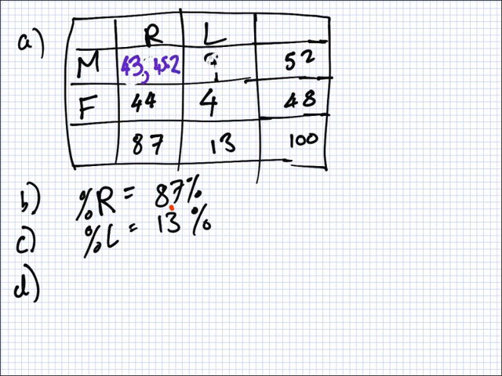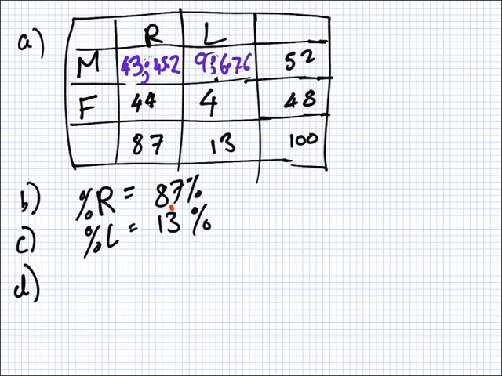Now let's repeat for left hand. So it was 9, but what is 13% of 52? 6.8. Is it? Okay, 6.76. We'll do 3 significant figures, okay?